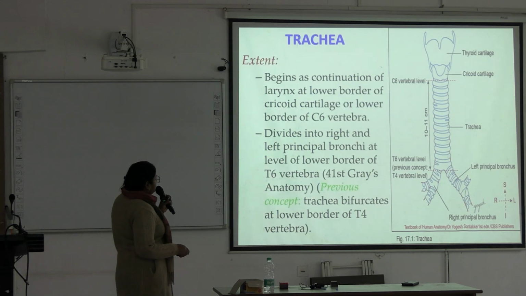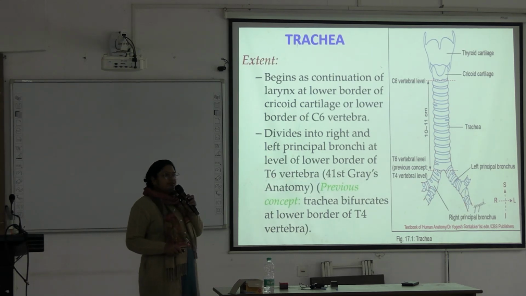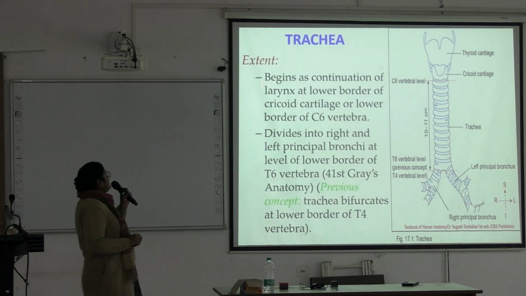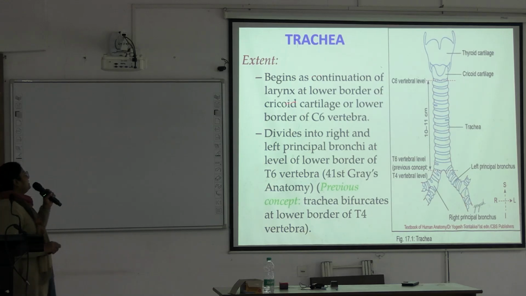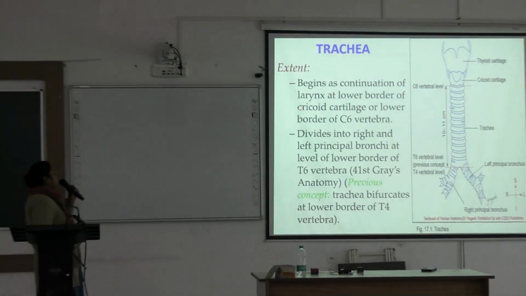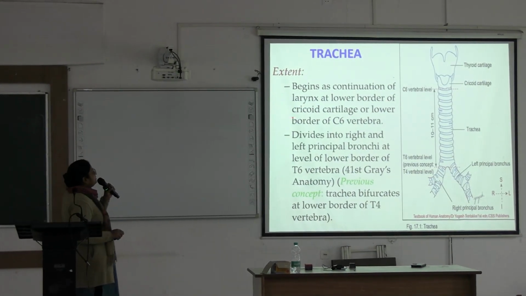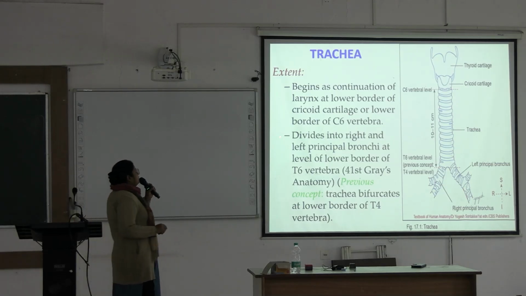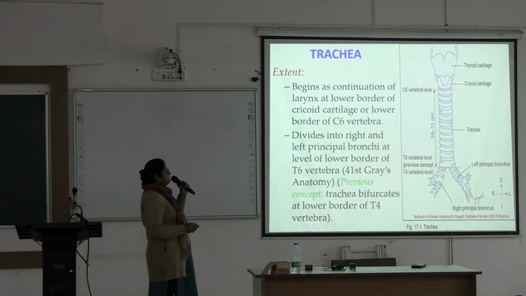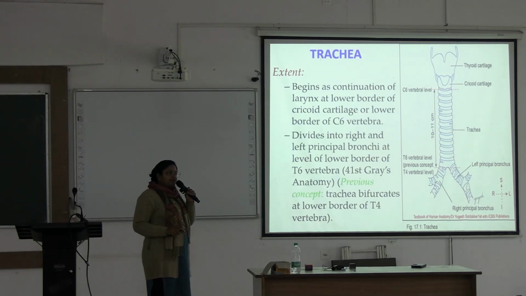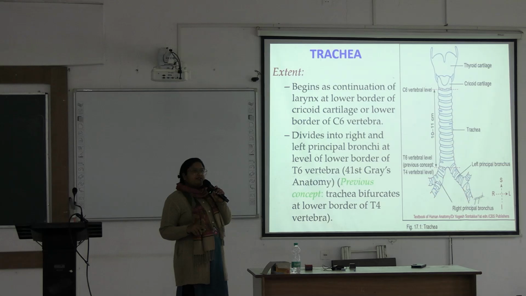Mediastinum is done? Yes or no? Yes. So what is the extent of trachea? Trachea begins as continuation of larynx at the lower border of cricoid cartilage or lower border of C6 vertebra here. From here it begins. This vertebral level is important. Lower border of C6 vertebra or lower border of cricoid cartilage.